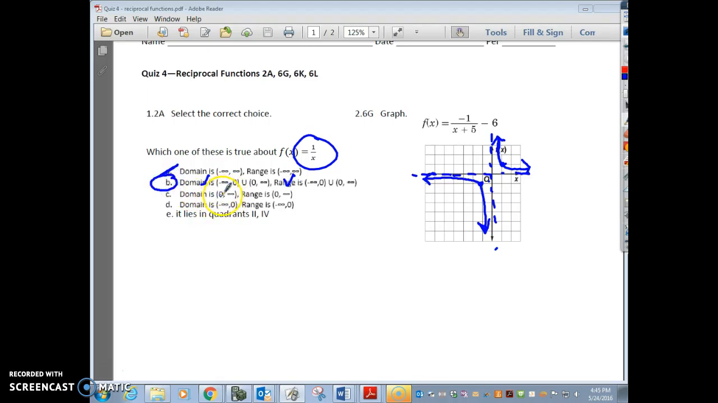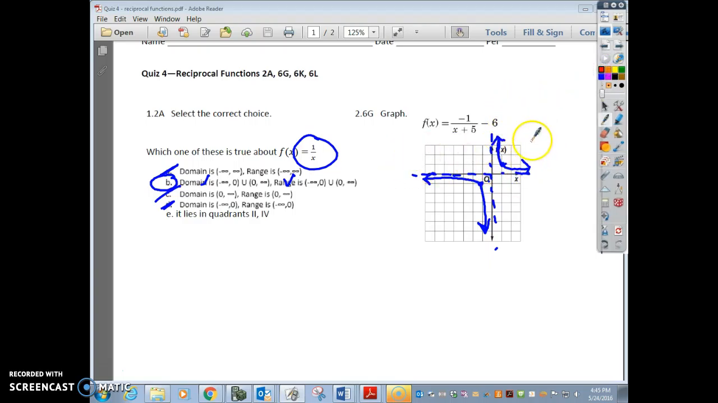The domain is from 0 to infinity. So all the positives? No. The range is all the positives? No. It's on both sides. So that's not true. Domain is -infinity to 0, all the negatives. So the domain and range are just the negative numbers? No, that's not true. It lies in quadrants 1 and 3.